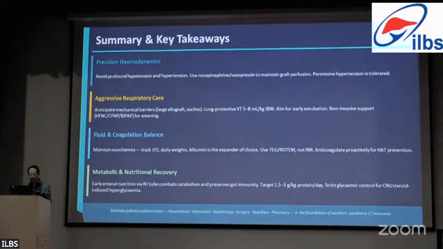Good fluid and coagulation balance should be maintained. Maintain euvolemia. Track daily input-output. Albumin is the expander of choice. Use TEG-ROTEM, not INR. Anticoagulate proactively for HAT prevention. Metabolic and nutritional recovery is essential. Early enteral nutrition via NJ combats catabolism and preserves gut immunity. Target higher protein and caloric requirements.